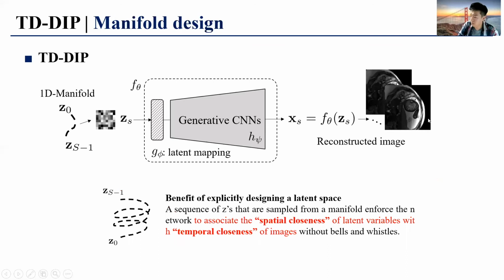In addition to that, we designed the manifold with the helical design because the heart has a pseudo-cyclic movement. By using that kind of latent space, we observed that the model can now understand the periods inside the measurements, so that it can learn the clean image lurking inside that noisy data.